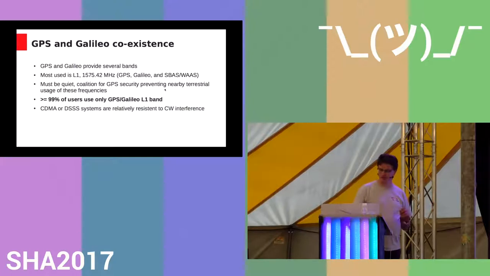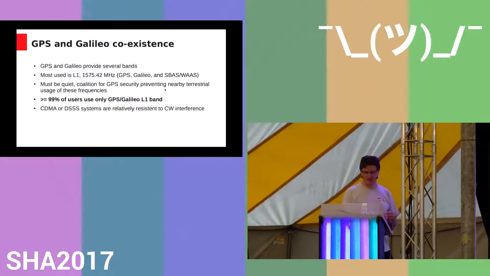The most common GPS band is the L1, it's 1575.42 megahertz, it's around 5 megahertz wide. It must be very quiet. You don't want to have too many mobile phones transmitting within a few megahertz of that frequency. There are satellite phones which are a little bit below it, but that's about it. And almost everybody will use only the L1 band.